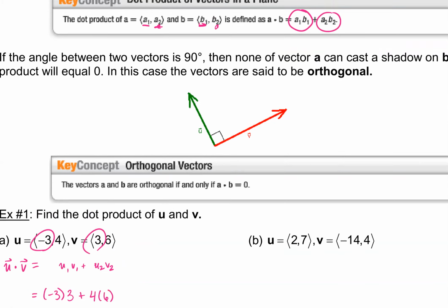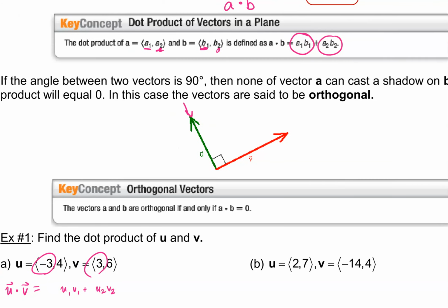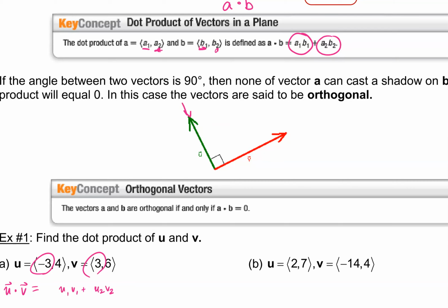But what happens if the angle between the two vectors is 90 degrees? If I'm shining a light right here, none of vector A can cast a shadow on B, and the dot product will equal 0 because there is no shadow. So we call the vectors orthogonal.